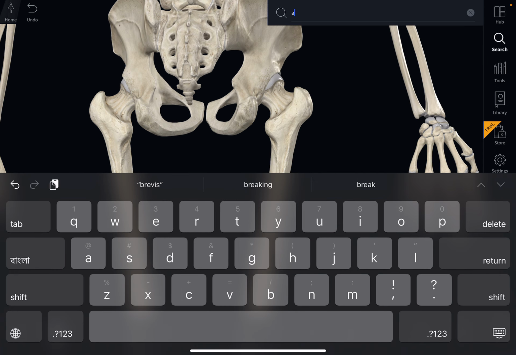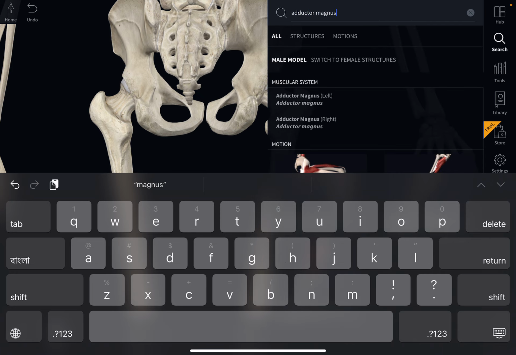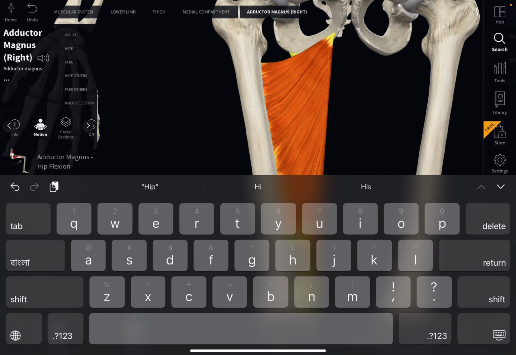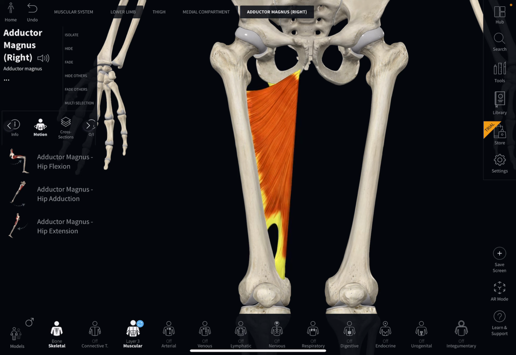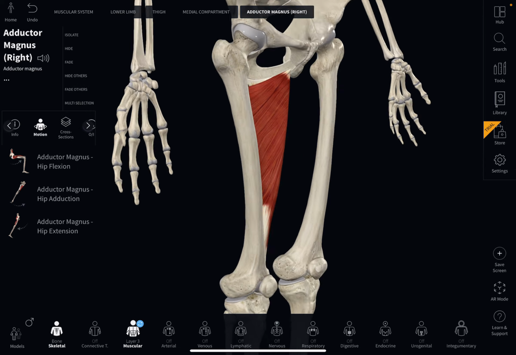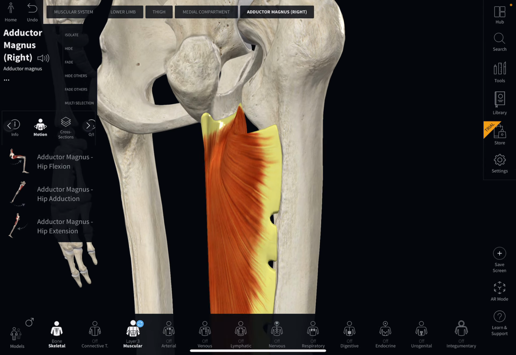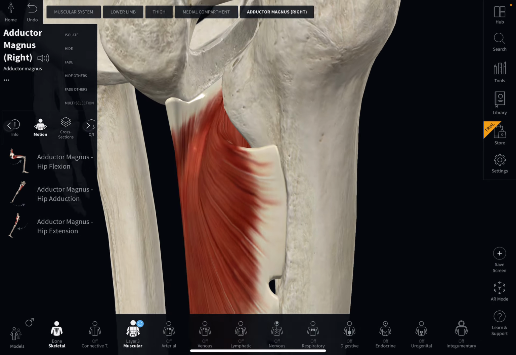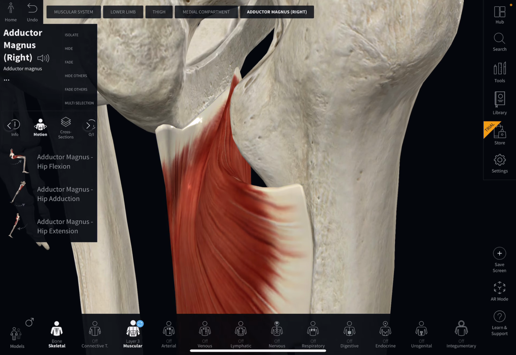Okay, our next muscle is adductor magnus. So this one is the adductor magnus muscle. The origin is the inferolateral part of the ischial tuberosity and ramus of the ischium. So right here, inferolateral part of ischial tuberosity, we have adductor magnus.